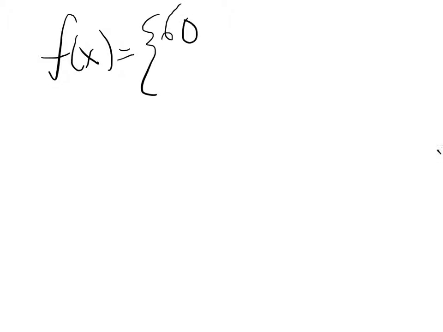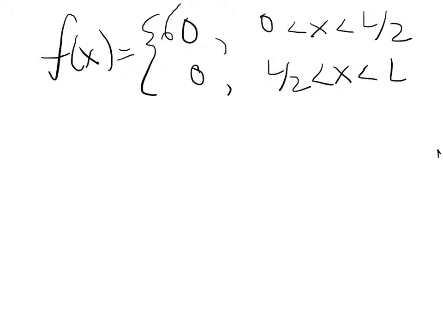Now let's talk about the piecewise function I mentioned earlier, and it's defined as follows. f of x equals 60 from 0 to L over 2, and 0 from L over 2 to L. Remember our boundaries being 0 and L. And f of x is going to be the expression for u of x comma 0, so at time 0, the initial condition as we specified.